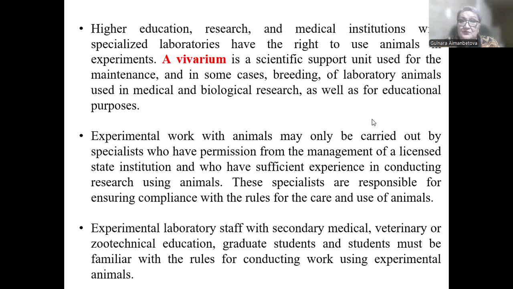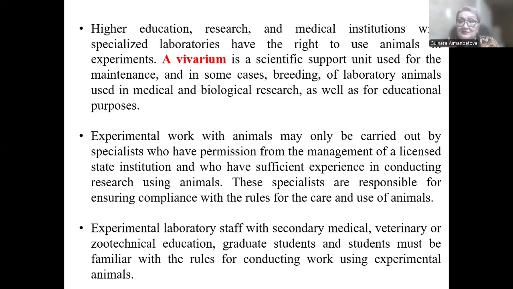Higher education, research, and medical institutions with specialized laboratories have the right to use animals in experiments. A vivarium is a scientific support unit used for the maintenance and, in some cases, breeding of laboratory animals used in medical and biological research, as well as for educational purposes.